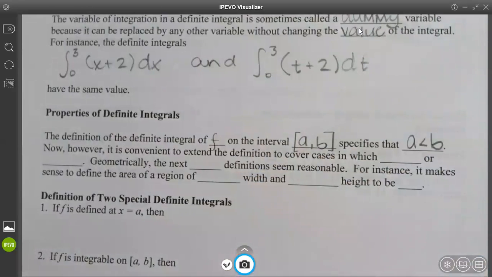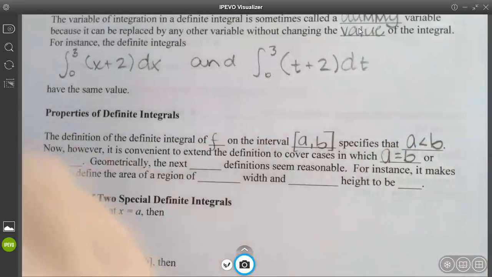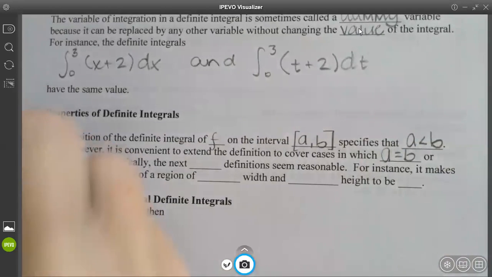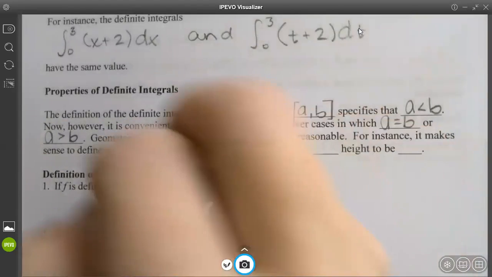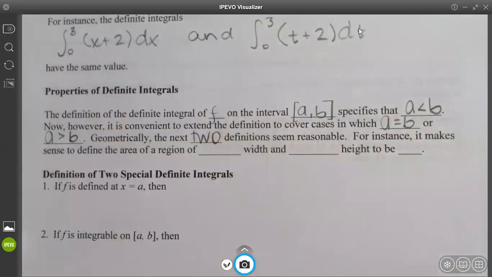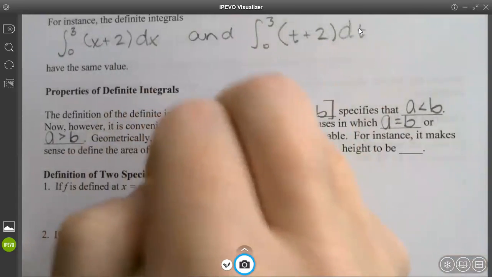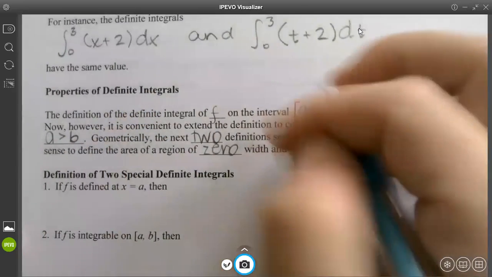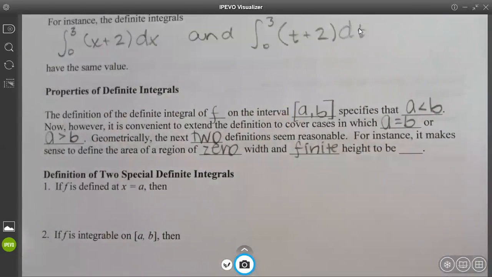However, it's convenient to extend the definition to cover the cases for which a is equal to b or a is greater than b. Geometrically, the next 2 definitions seem reasonable. For instance, it makes sense to define the area of a region of 0 width and finite height, meaning it could be any height, to be 0.